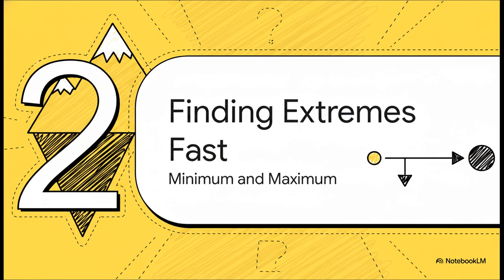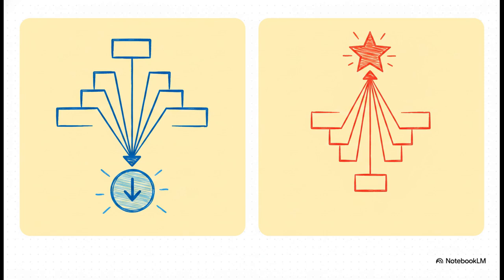Moving to Section 2, finding extremes fast. What's really fascinating here is how we can easily handle the absolute extremes before we even attempt to look for that tricky middle ground. Think about it. If we just want the absolute minimum or maximum test score, it requires what we call n-1 comparisons.